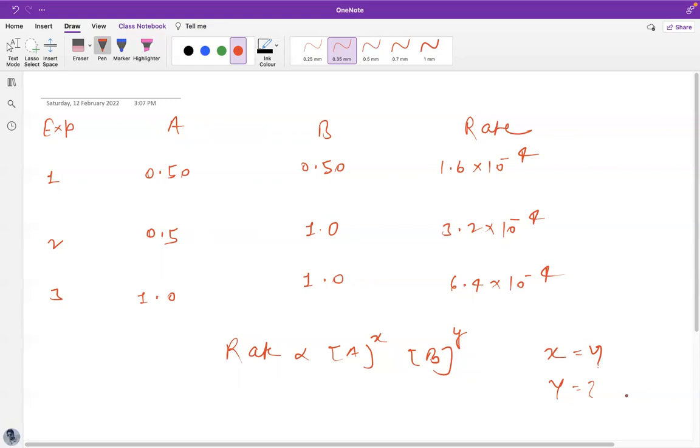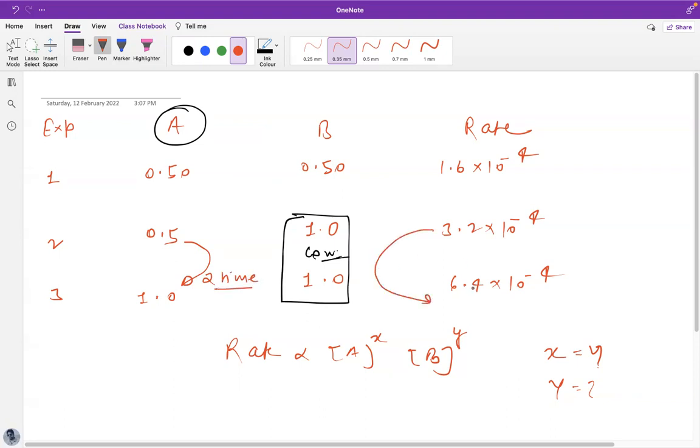Listen to me. Suppose I am talking about A. Now keep B constant. Tell me where the B is constant. This is constant. Compare the rate with change in concentration. You can see 0.5 to 1, which means 2 times. And look at the rate 3.2 to 6.4. You can write like this 32 and 64. Now you can see 2 times. So now you can see both in same ratio. And I told you that if it is in same ratio, then we can say first order kinetic. So X will be 1.